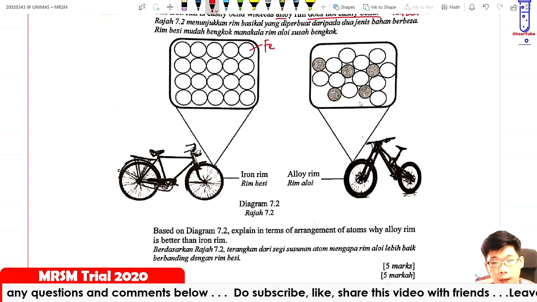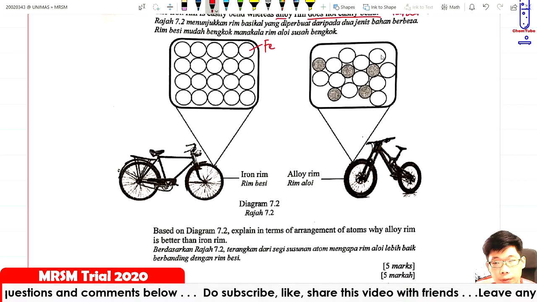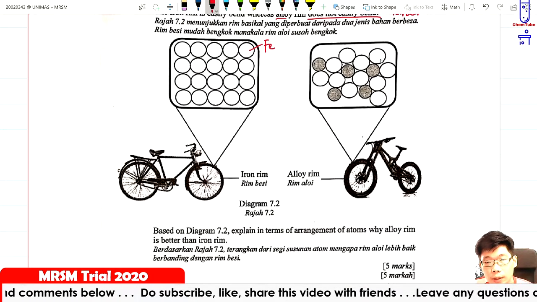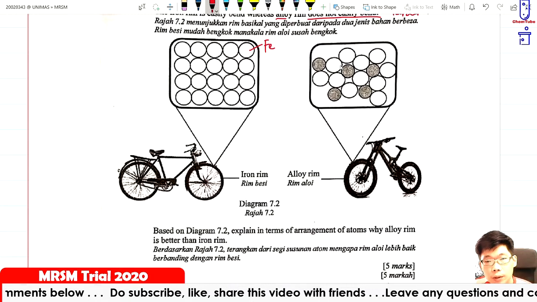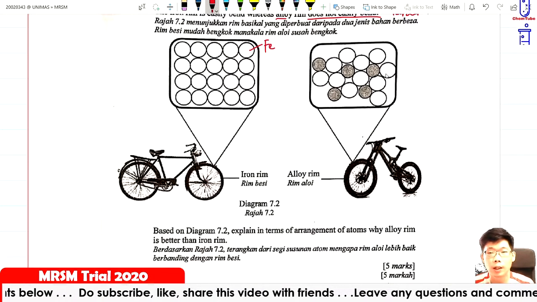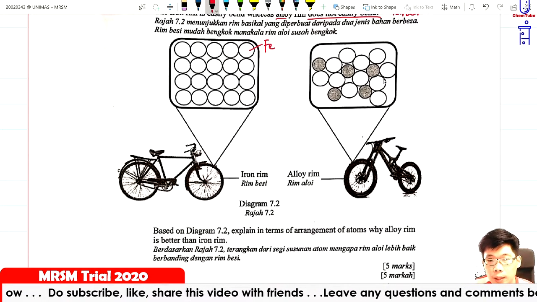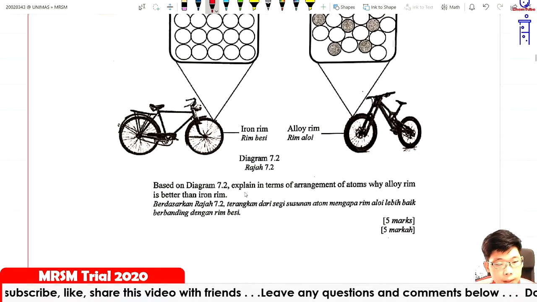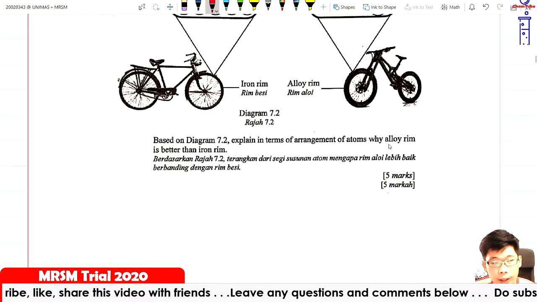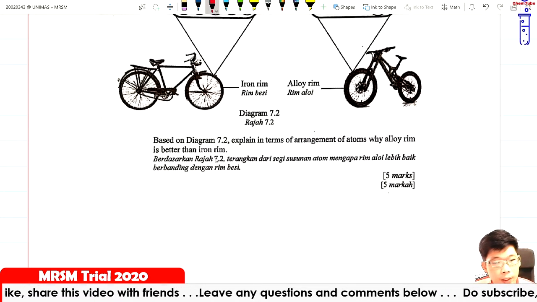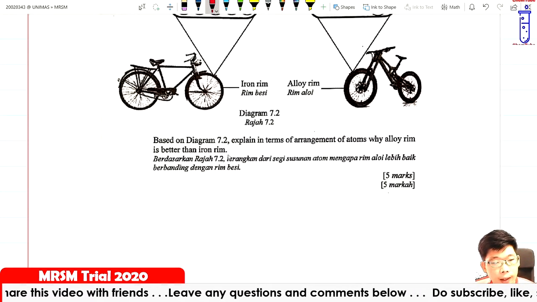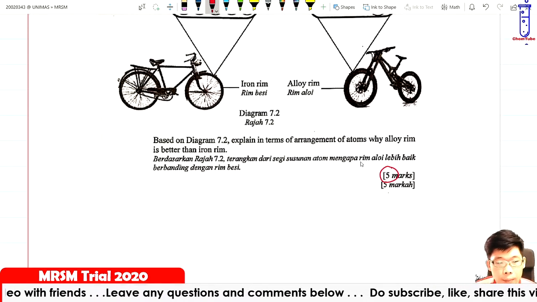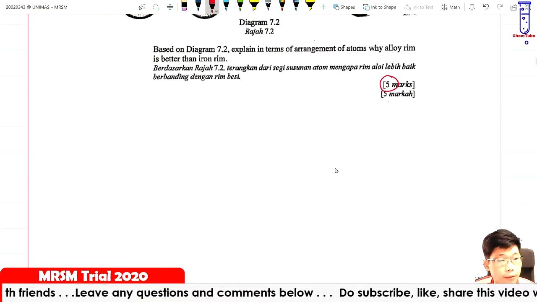Okay, this is the alloy. So alloy has different types of atoms, so different sizes. So the orderly arrangement of the atoms is disrupted. Okay, so based on the diagrams, explain in terms of the arrangement of atoms why the alloy rim is better than the iron rim. Okay, so 5 marks. So meaning that 5 points. So we can write 5 points.